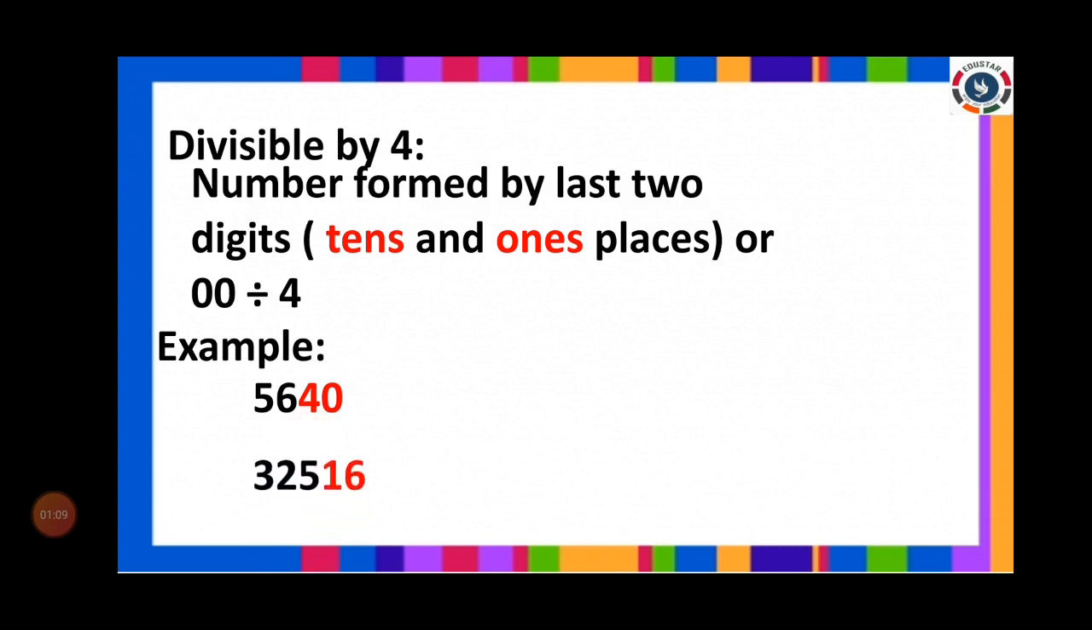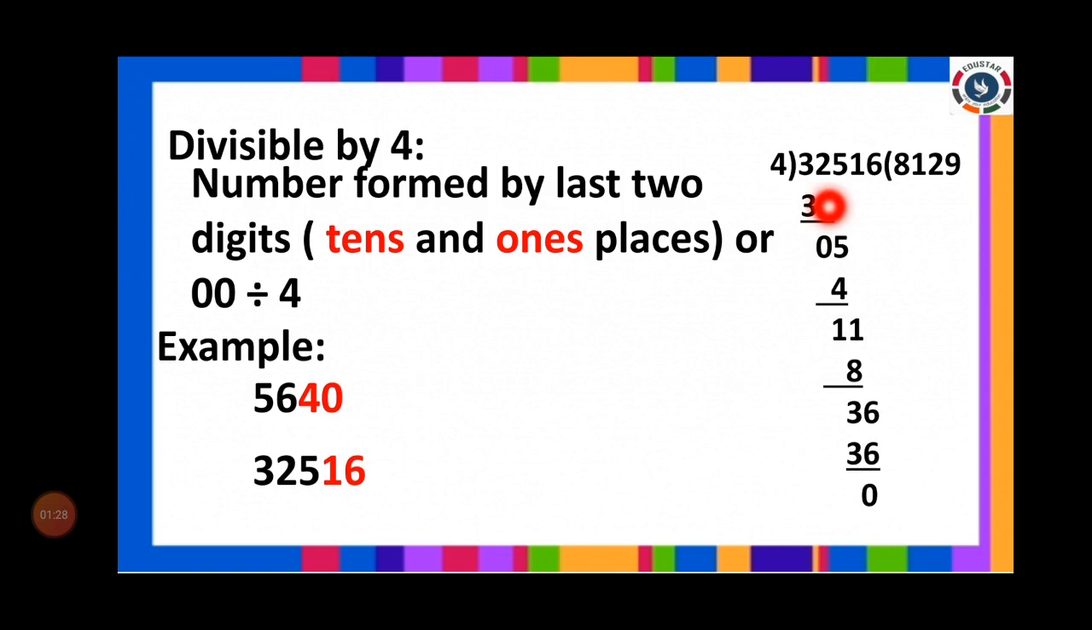The next example, 32,516. The last two digits are 16. That is divisible by 4. 4 fours are 16, it comes in the 4 table also. Whether it is correct or not, we can check separately also.